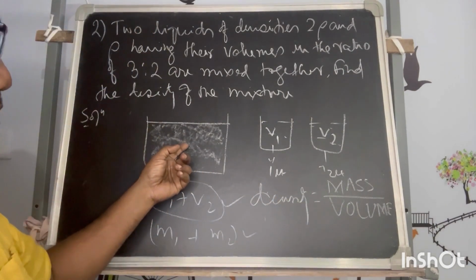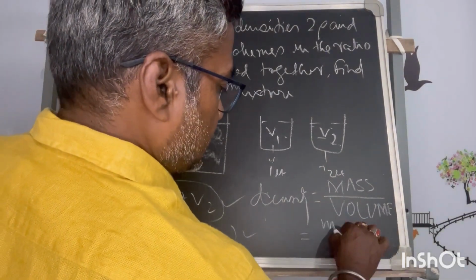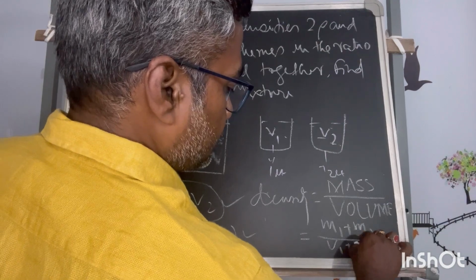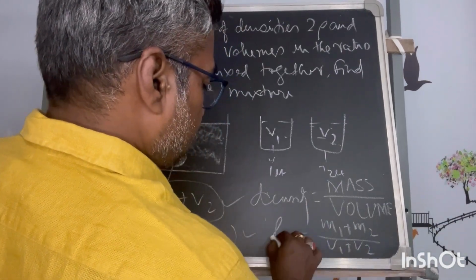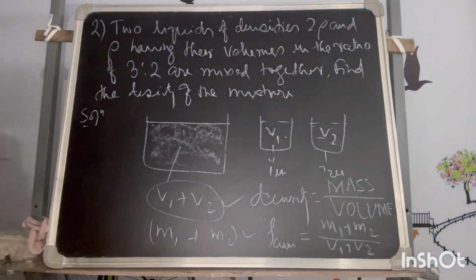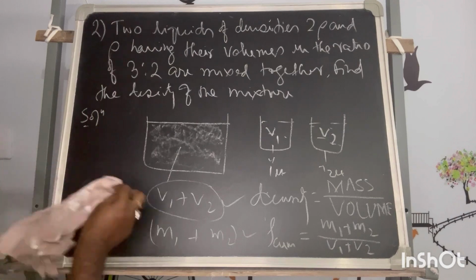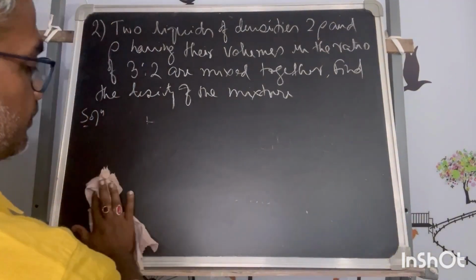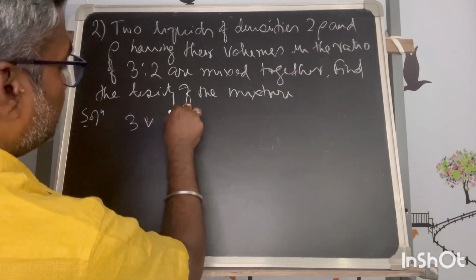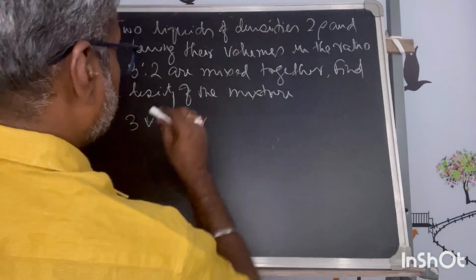So in this case also we'll consider the same. The mass of both the liquids together and the volume of the liquids together will give their cumulative density. Okay, so this is the formula by which we will get it. So if the volumes are in the ratio 3:2, we can assume the volumes are 3V and 2V, and the densities are given.